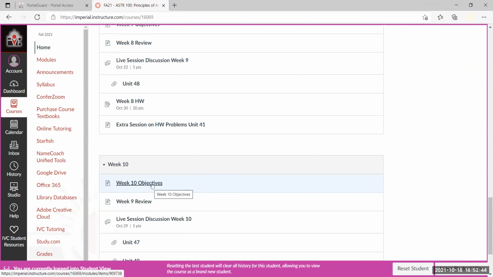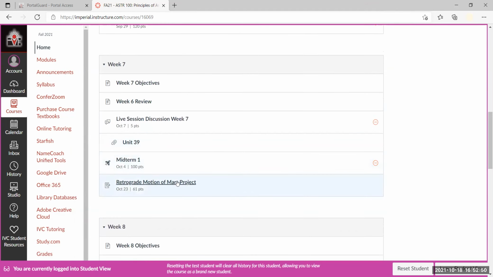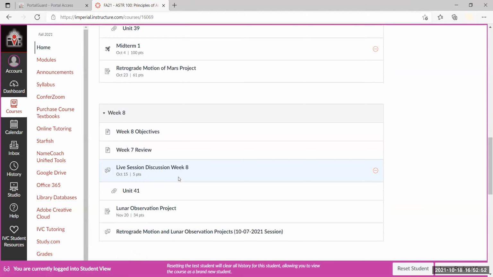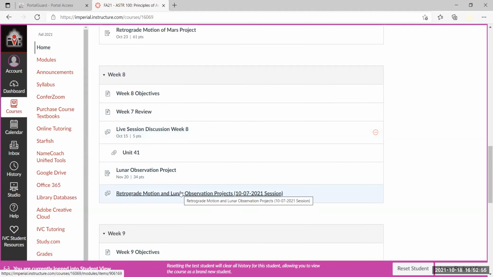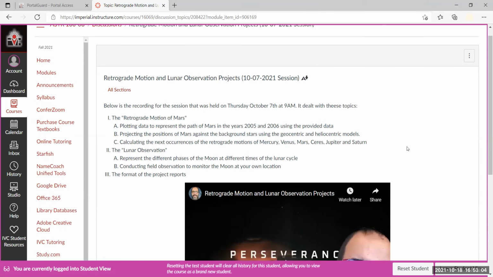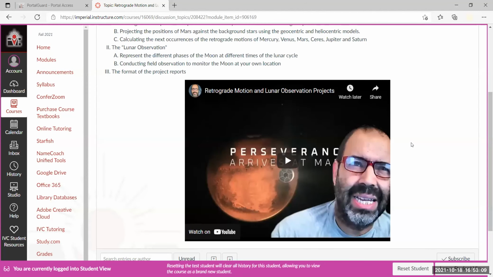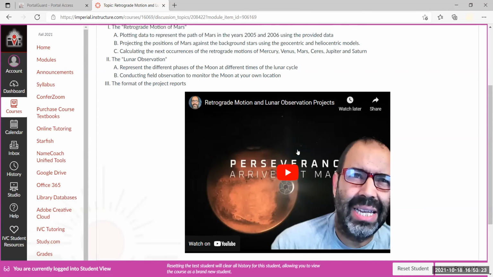the project, the retrograde motion of Mars, okay? The project was assigned way back in week 7. And then we came on week 8 and we did a whole session on it, over an hour on it. So if I click on that, actually we did it on October 7th. We have a recording of over an hour on it, okay? I urge you strongly to go through this one again if you did not, to follow the instructions, to follow the examples I mentioned in there and complete your project. So if you didn't do it by now, you really have to finish it in here, okay?